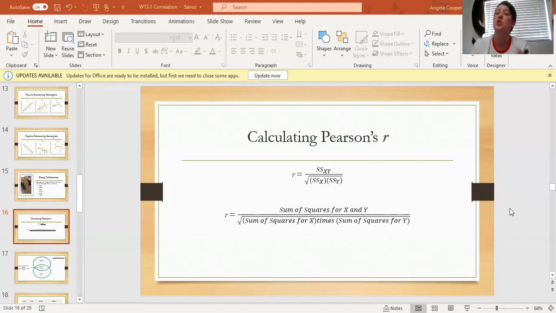But I do still want to show you how it's done so you have some idea of the conceptual basis of Pearson's R of correlation. So here's the formula. R equals the sum of squares for x and y divided by the square root of the sum of squares for x times the sum of squares for y. I have that written out in English here so you can have an idea of what all this is saying. That's the formula we use to calculate Pearson's R.